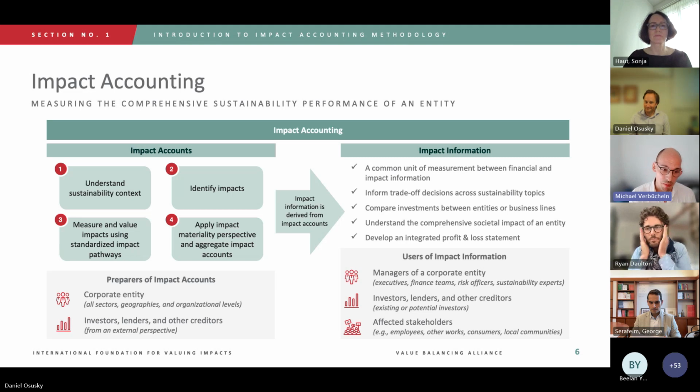And it's the prepare side, either on the corporate entity level or also from an external perspective when it comes to investors or lenders. And then when it comes to the user of that information, of course, there are multiple use cases that come with that: company internal managers and other representatives of the corporate entity, but also, again, the financial market as well as other affected stakeholders.